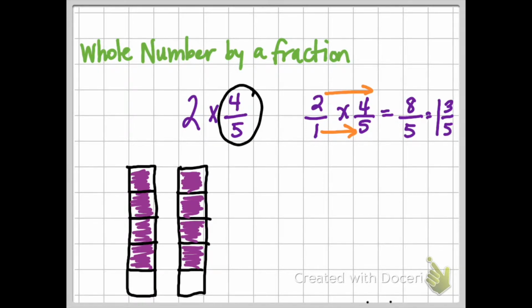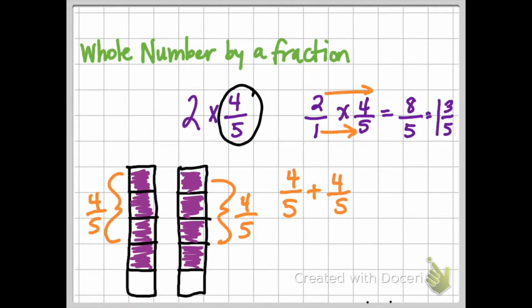So we need to look at this all together. I've got 4/5 over here and 4/5 over here. So 4/5 plus 4/5 is 8/5, which we found out earlier. 8 divided by 5 is 1 3/5. Okay?